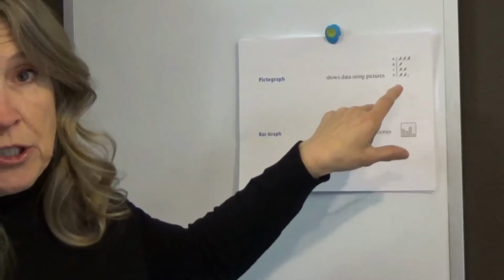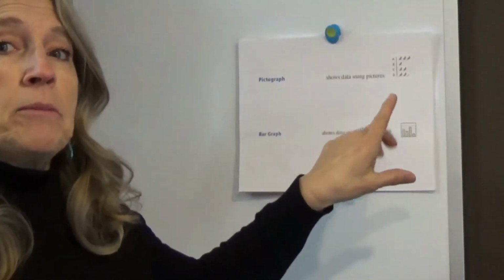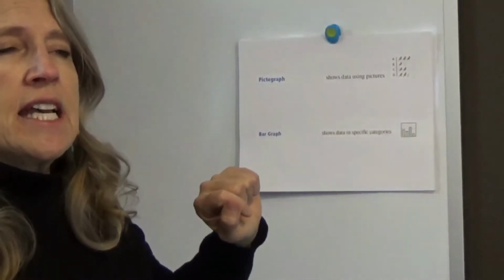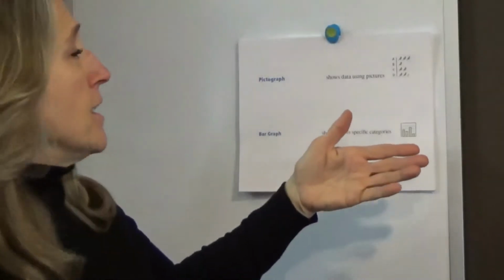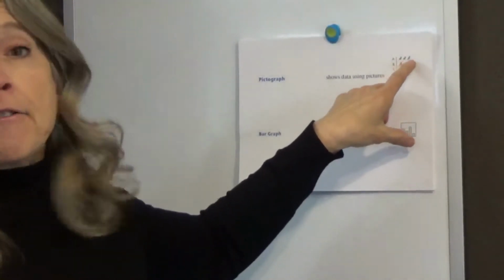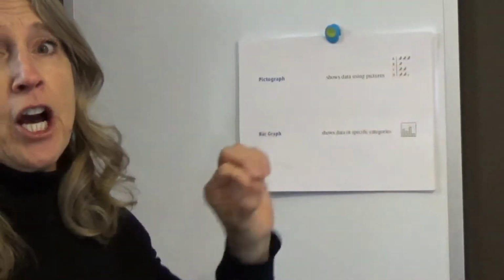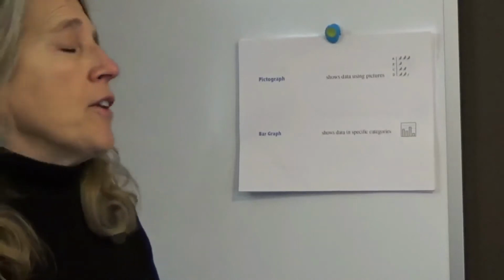And so one of the things about representing data with pictures is that you can say that the picture represents a certain value. So let's pretend like I said the bird was worth 5. So essentially you have 5, 10, 15 for A, right? Not just 3 birds, but 15 that are represented there, okay?